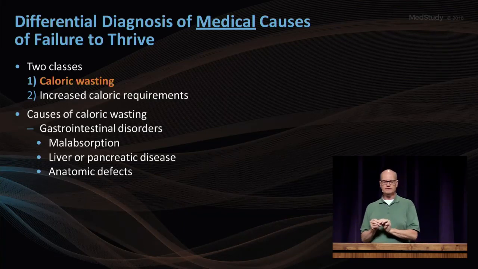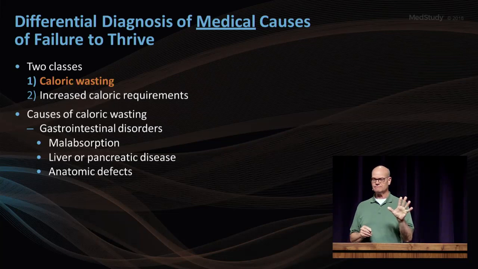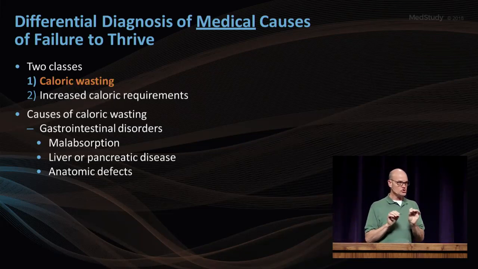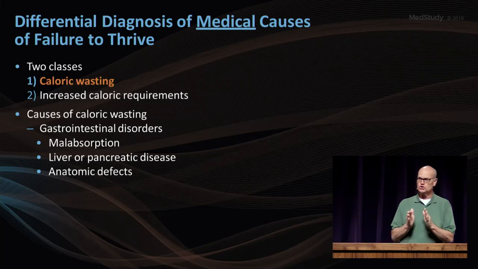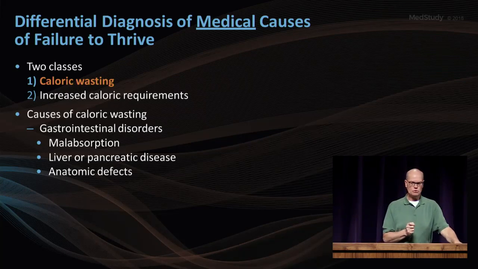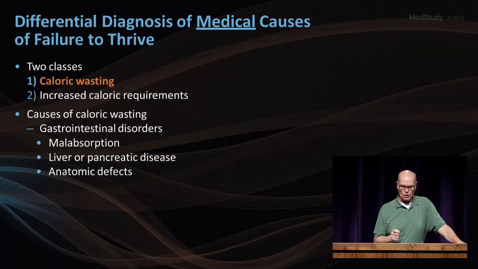Now, what is the differential diagnosis of medical causes? Again, about 5%, 8% of failure to thrive is due to a medical cause. But if you have information in your vignette that suggests a medical cause, you're still going to want to work through how best to work that up. So there are two classes. The first is caloric wasting, and causes of caloric wasting are generally gastrointestinal or anatomic.